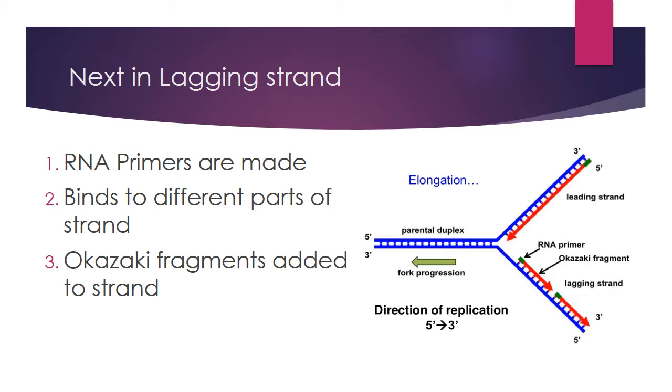Next, in our lagging strand. In the lagging strand, RNA primers are being made, and they start to bind to different parts of the strand. Then the Okazaki fragments, also known as big chunks of DNA, are added to the strand. And in the picture, you can see that the Okazaki fragment is being added to the lagging strand.